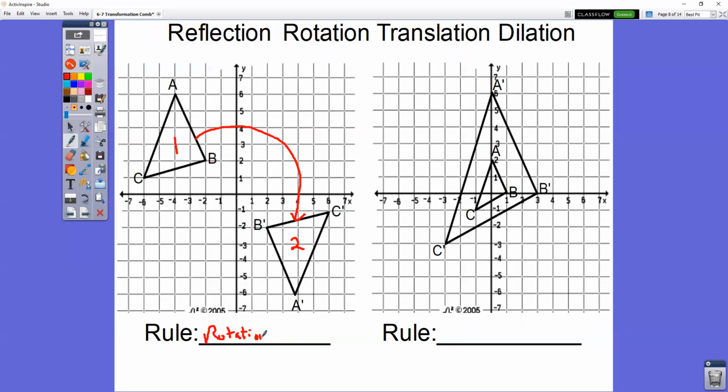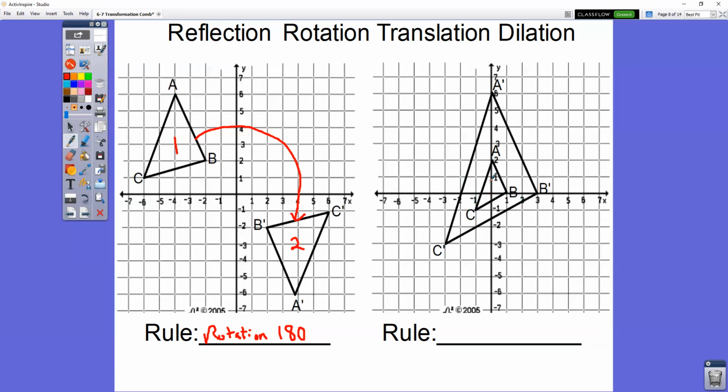And since we're moving 2 quadrants, it is a rotation of 180. When it is 180, you don't have to say clockwise or counterclockwise. It's just 180. Take a look at this next one.